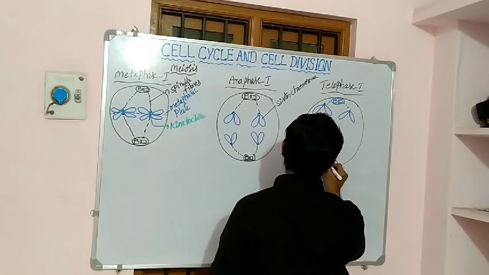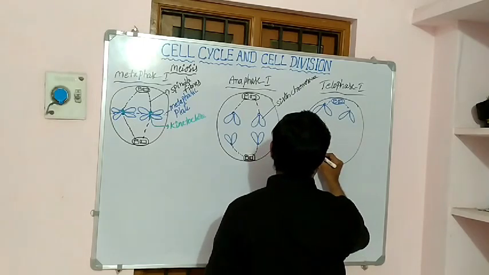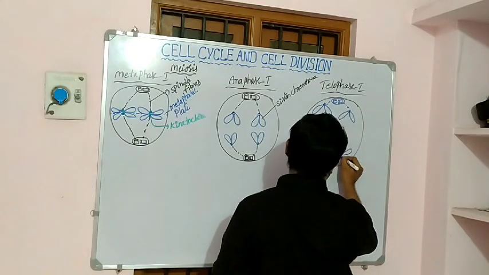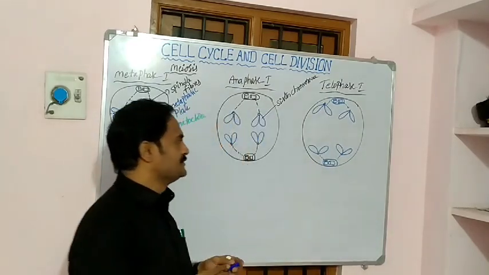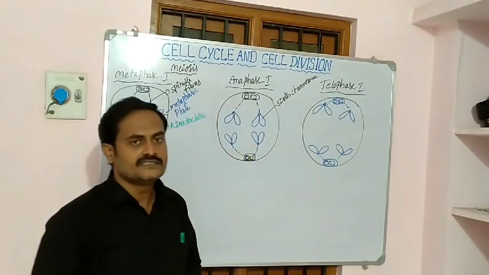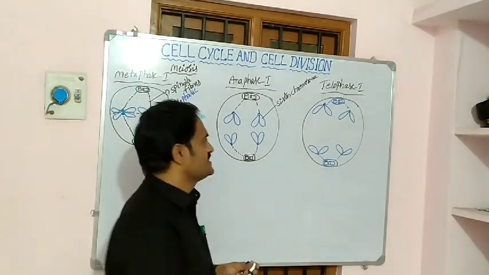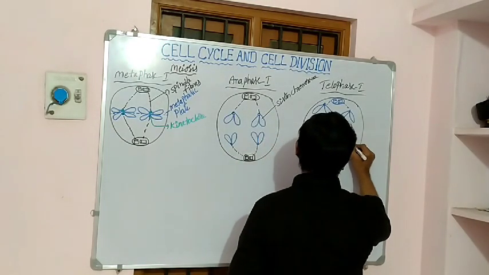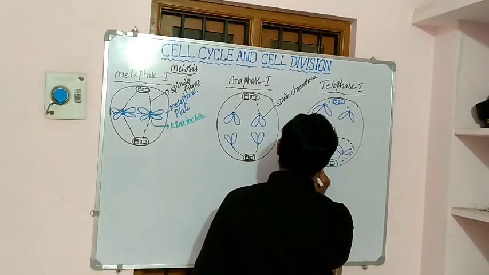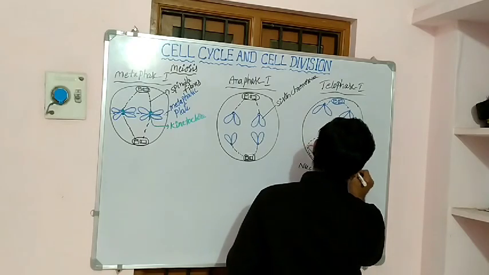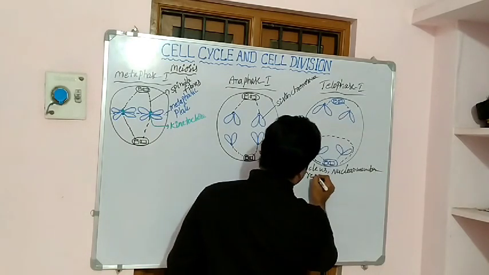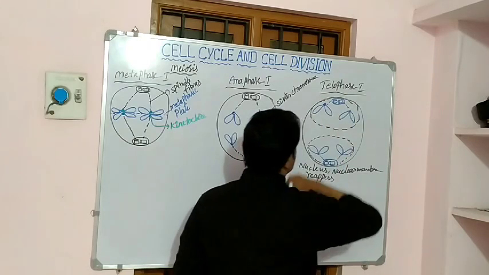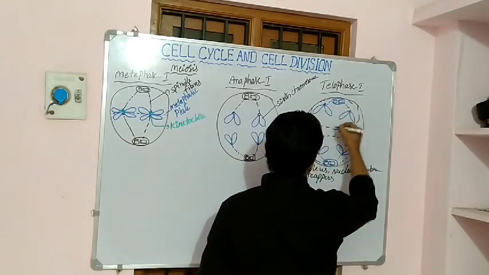See, this is the centrosome, inside the organelle, centriole. Here the chromosomes have reached mostly the poles, and finally the spindle fibers are reduced. So this is called telophase. During this telophase, some important changes will occur. So what are the changes? Again, the nucleus and nuclear membrane reappear. See here, nucleus and nuclear membrane reappear. Here also nucleus and nuclear membrane reappear.